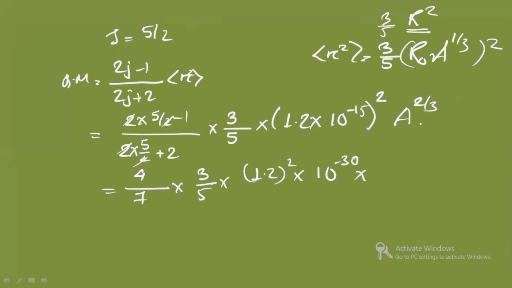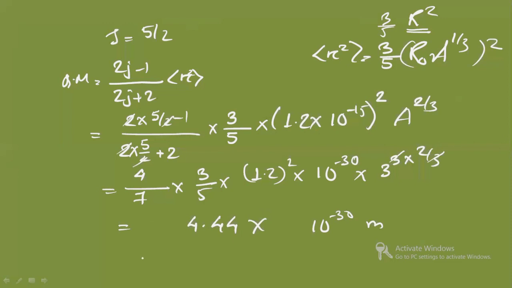The value of A was how much? A was 27, meaning 3 cubed, into A to the power 2/3. So it is cancelling. So finally, this 10 to the power minus 30 is as it is, and this value is in meter. Alright. Now when you calculate this 4/5, 3/5, this 3 and this 1.2, you will get 4.44 into 10 to the power minus 30.